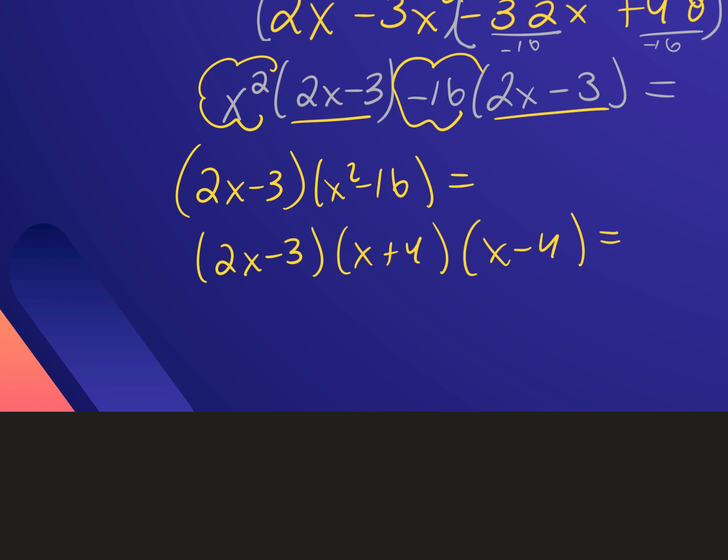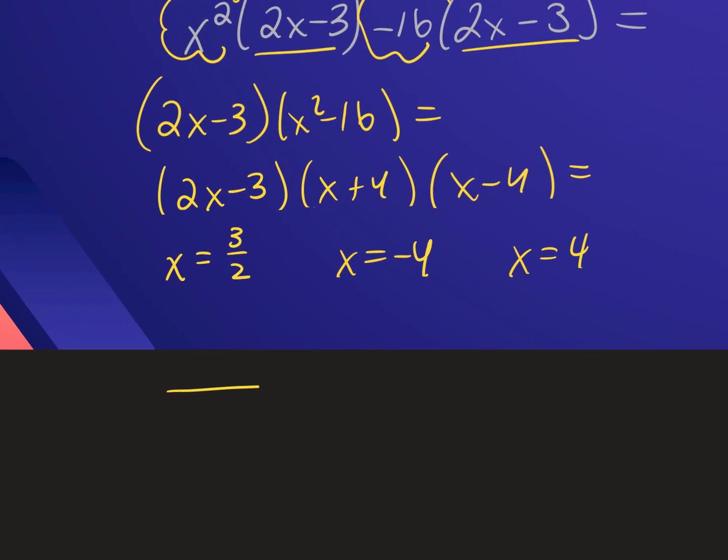There's a 3. Does that make a big deal? No, just makes a little more work for us. I have x equals, if I move 3 over and divide by 2, that gives me 3 over 2, right? Here I have x equals negative 4, and here I have x equals positive 4. Everybody with me? Okay, so now I have 3 points I have to test, no biggie. So negative 4, 0, 3 over 2, and 4. Did I put those numerically in the correct order?